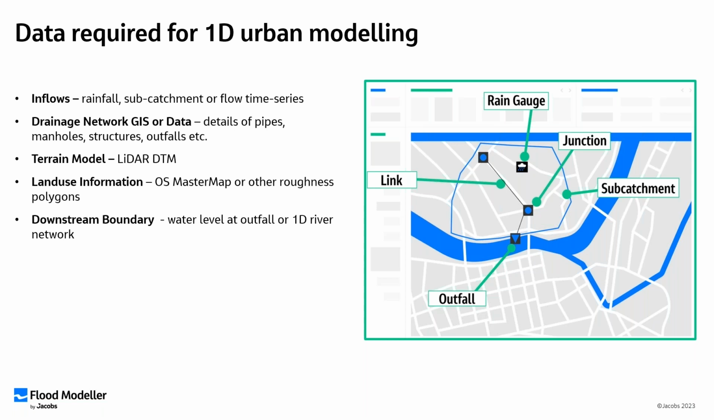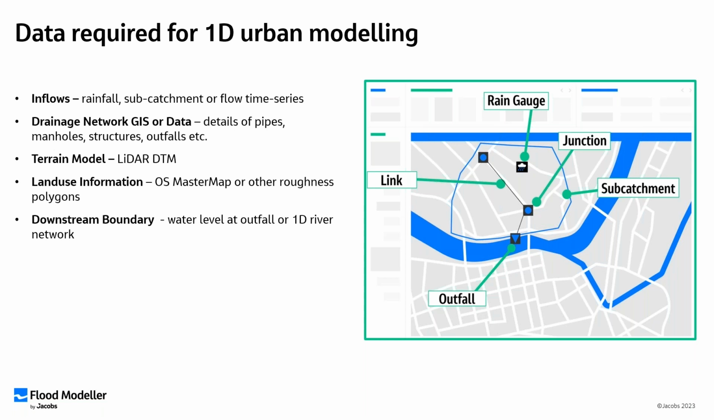So firstly, inflows to the 1D urban model are required and can be applied in various ways. Direct rainfall can be applied directly to the 2D model domain, and a linked 1D urban 2D approach can be used to route flow into the 1D urban network. If explicit modeling of the 2D domain isn't needed, then flow can be directly applied to the 1D urban network at nodes using a simple flow time series, or a subcatchment approach with an attached rain gauge can be applied, such as the configuration shown on the right-hand side there.